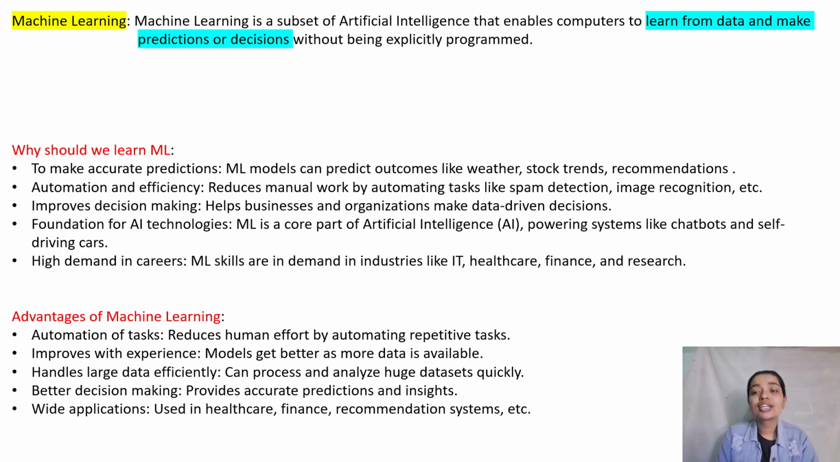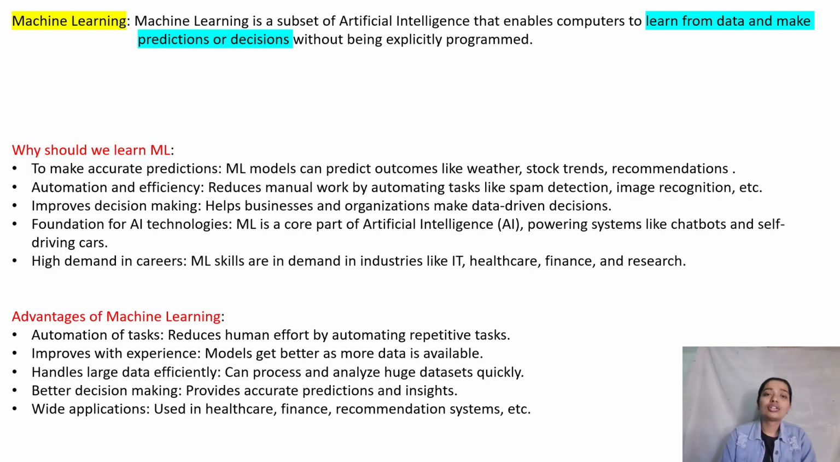So this is basically machine learning: when we train our models or make our computers learn from some data and predict something or make some decisions. This is basically machine learning. Here you don't need explicit programs.